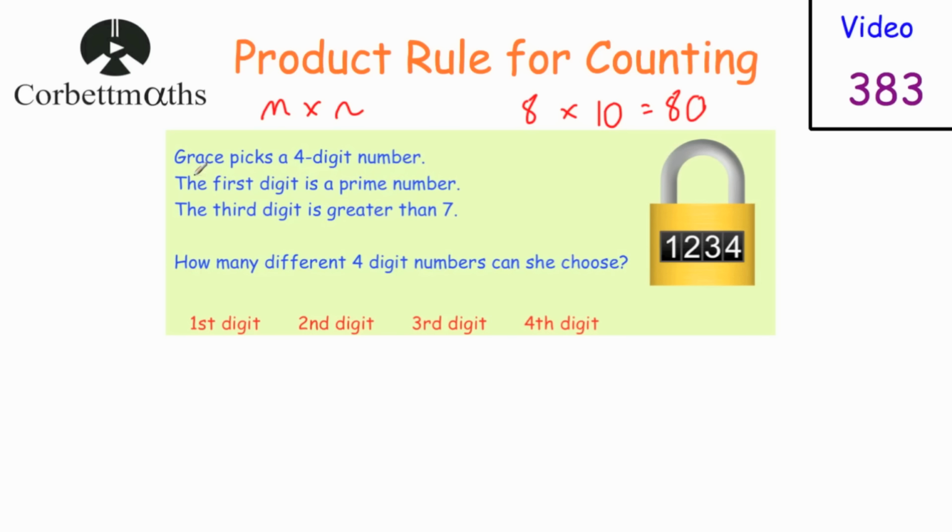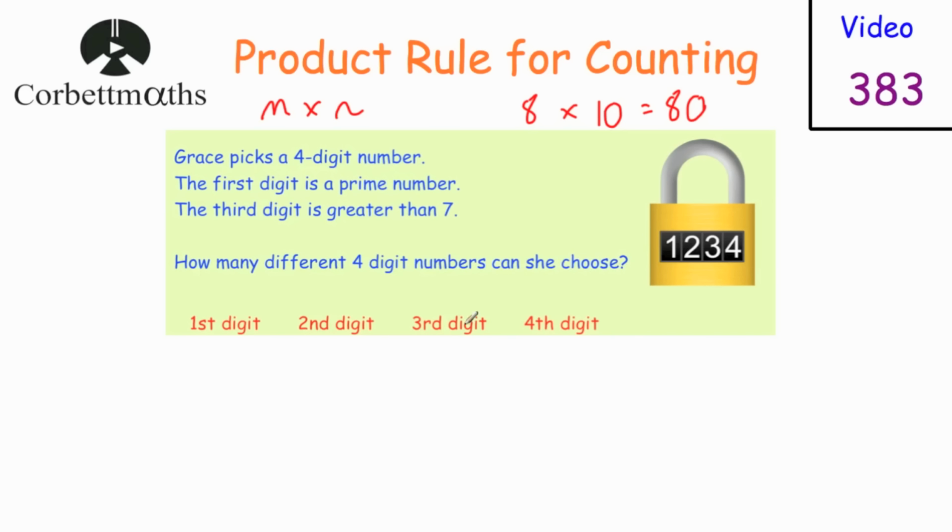So let's have a look at an example, and this is the Corbettmaths revision card. We've got Grace picks a 4-digit number. She's got a padlock and she's going to choose a 4-digit code for it. The first digit is a prime number. The third digit is greater than 7, and we've been asked how many possible different 4-digit numbers can she choose.